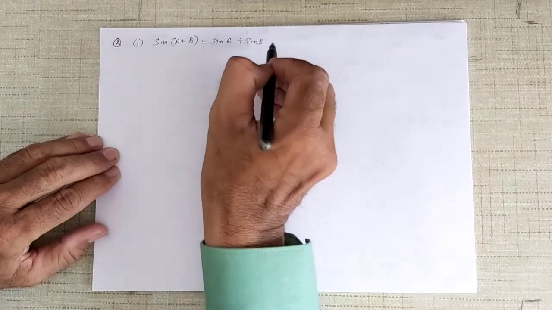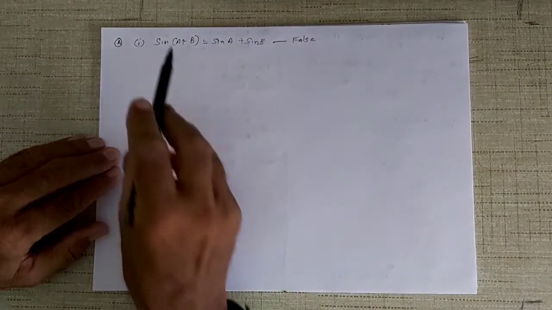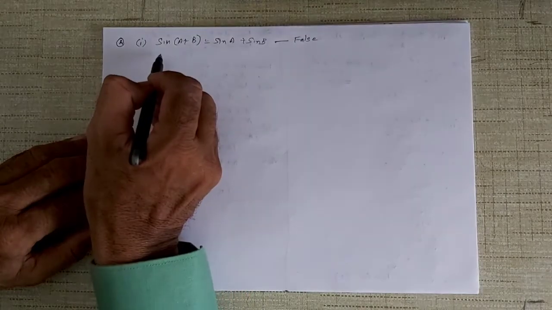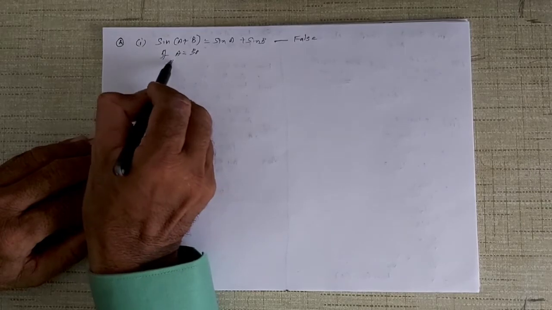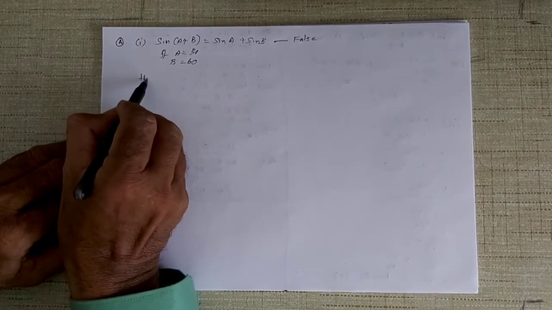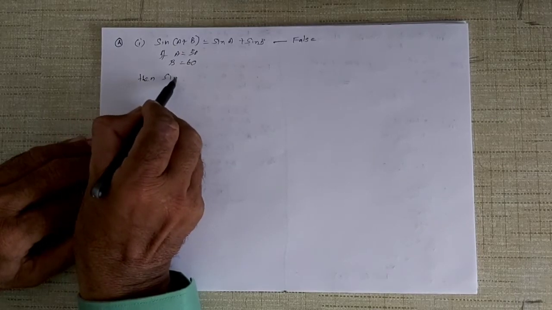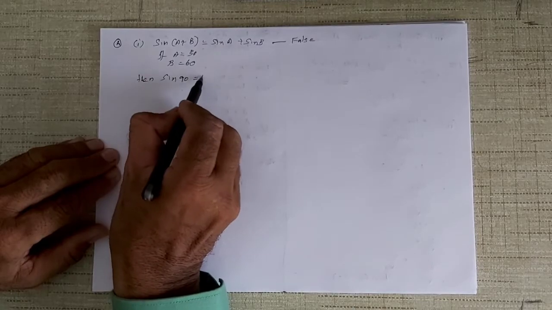This of course is false. Now why is it false? First of all, sin(A+B) cannot be sin A plus sin B. Suppose A is equal to 30 and B is equal to 60, then sin(A+B) means sin 90, and sin 90 is equal to 1.